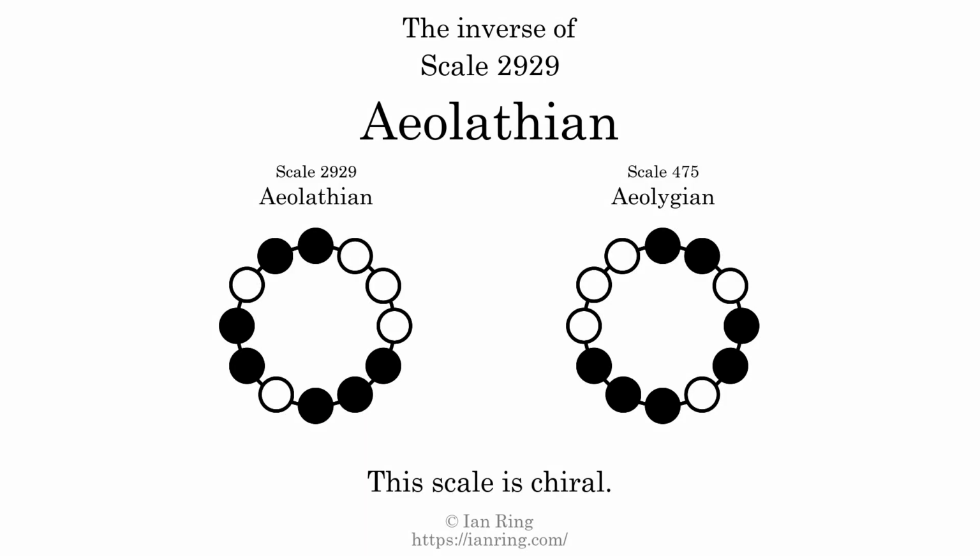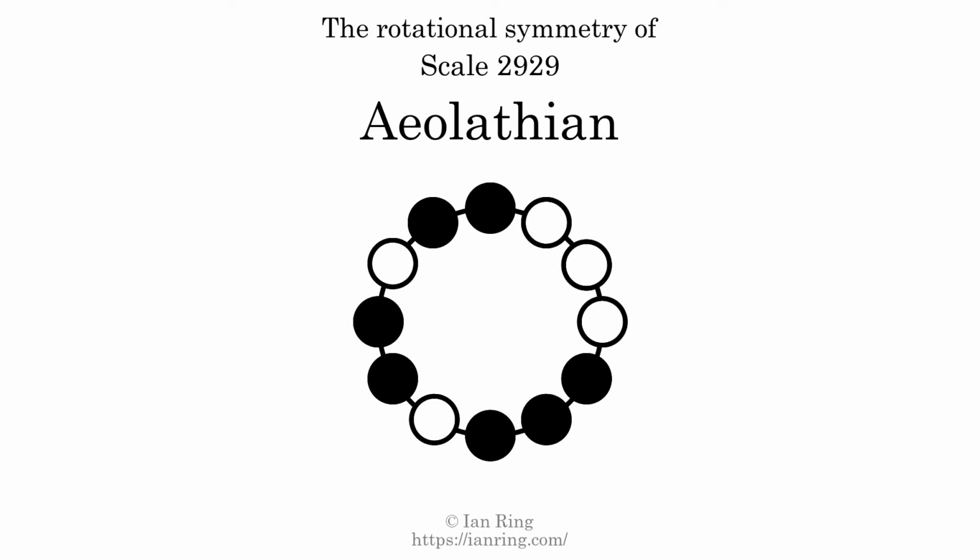The inverse of a scale is a mirror image. It is what you get when the sequence of intervals is reversed. The inverse of this scale is scale 475, also known as Aeolathian. This scale is chiral. It cannot transform into its inverse by rotational transformation. This scale has no rotational symmetry.